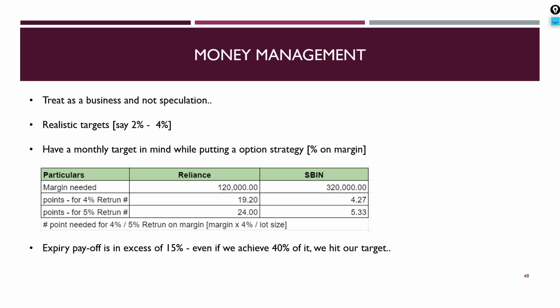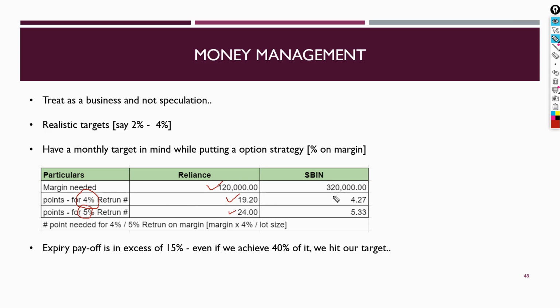In the table we have put the margin for our strategy in Reliance and SBI per lot for example purposes. If you look at the table, for Reliance, a four-legged strategy needs 1,20,000 margin. So for 4% return on margin, we need 19 points profit in Reliance, and for 5% return, we need 24 points.